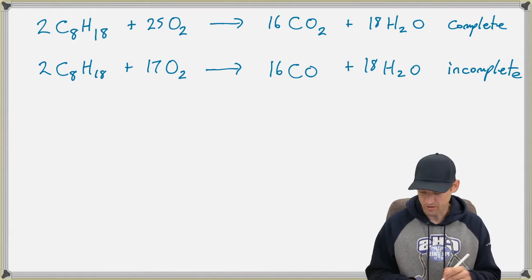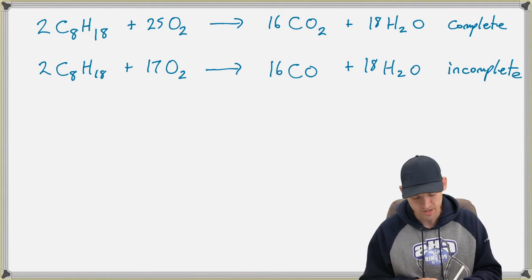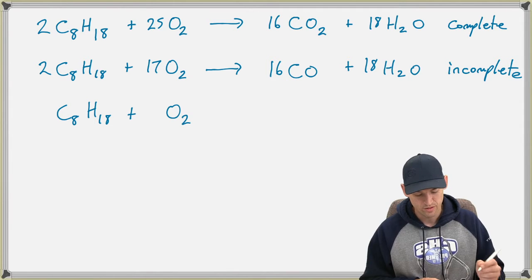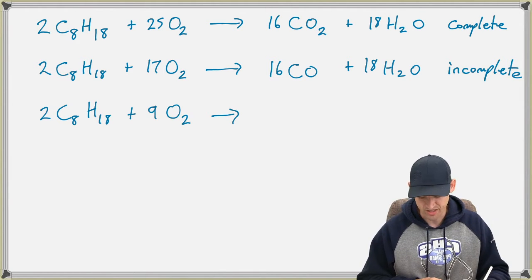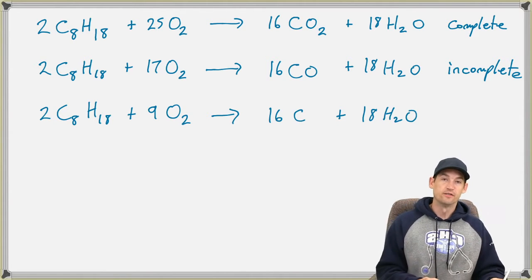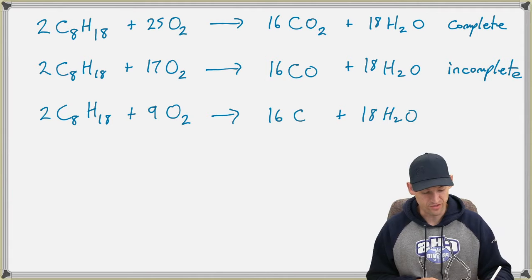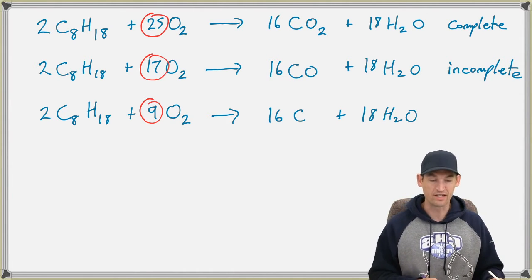So the next one is if it's really poor oxygen, the next step is the same fuel, and let's just balance as we go. This time it's only 9 oxygen, but instead of that you just get 16 carbons and 18 water. So you can see here the difference that makes. You either need 25, 17, or 9 oxygen.